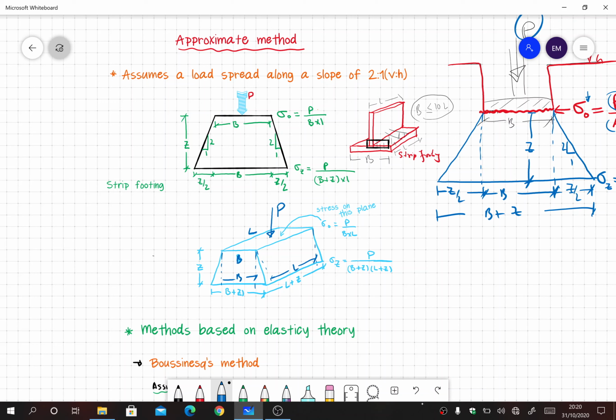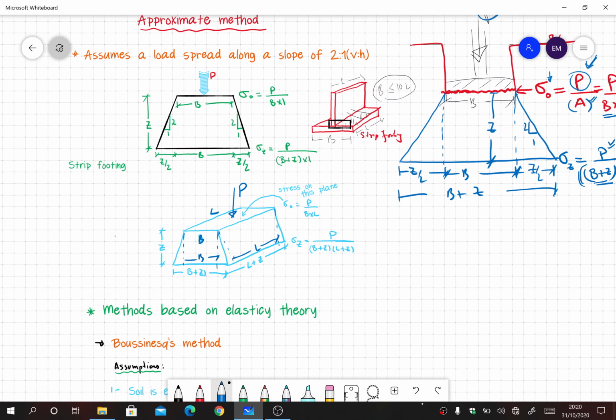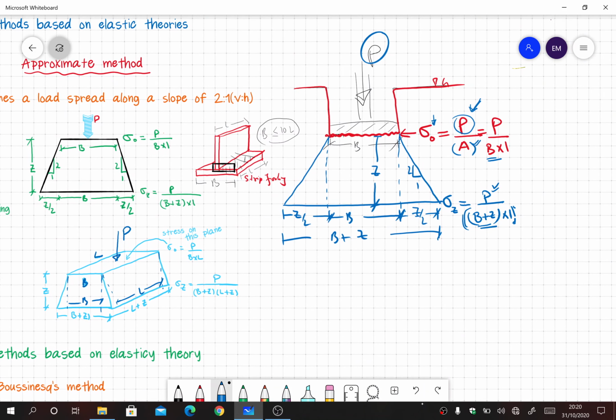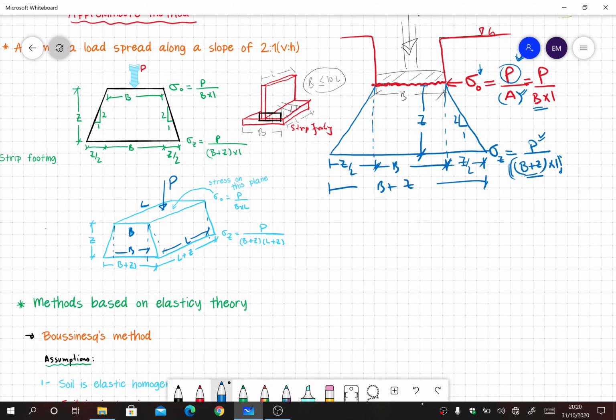So it is very important to remember that in case of a rectangular footing, there is an increase in the width and length, whereas in case of a strip footing we only have increase in width, because we do not consider length in case of a strip footing. So this is how you will calculate the reduction in stresses with depth for any external load that is being applied on the soil. Now, this was the approximate method.